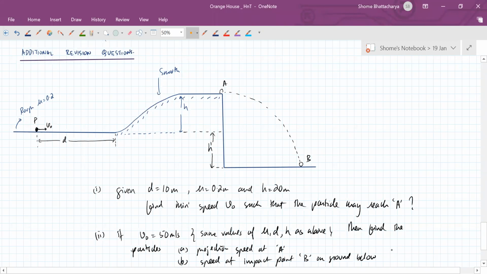So for this part, h prime is given to us as also 20 meters, and take g as 10 meters per second square. So try this out, people.